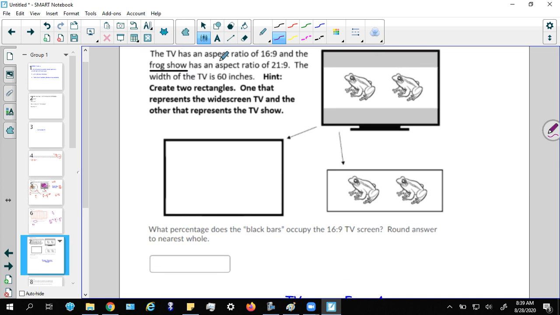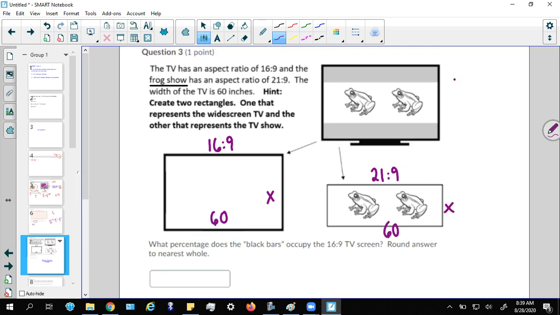It says the TV has an aspect ratio of 16:9. So this is the TV, and this is the frog show, 21:9. It says the width of the TV is 60 inches. Now, width and height are like brothers in the sense that if you're given one, you've got to find the other. If the width of the TV is 60, that means the width of the frog show is 60. So in this type of question, number one, find the height. Step two is find the area. And then step three is find the percentage.